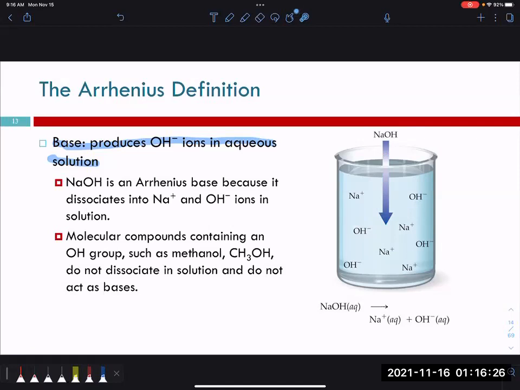There are other compounds, molecular compounds containing an OH group, such as methanol, that do not dissociate in solution and do not act as bases. So these bases will be ionic compounds. So we'll have a metal plus OH. Those will be bases.